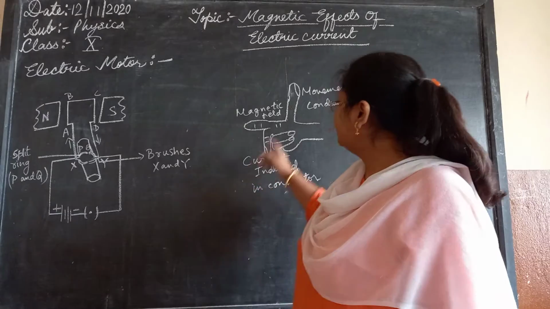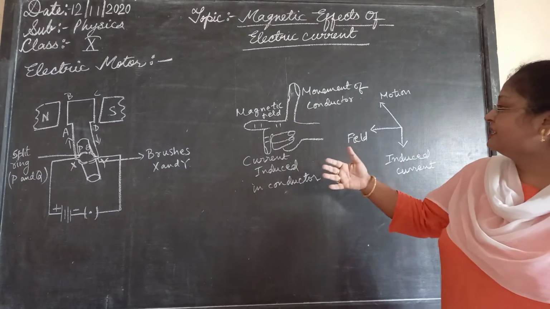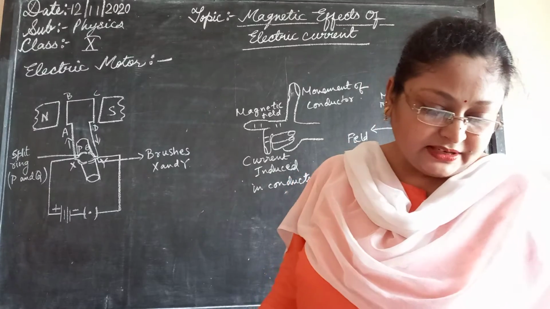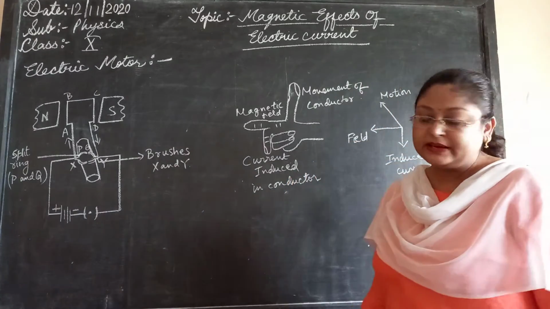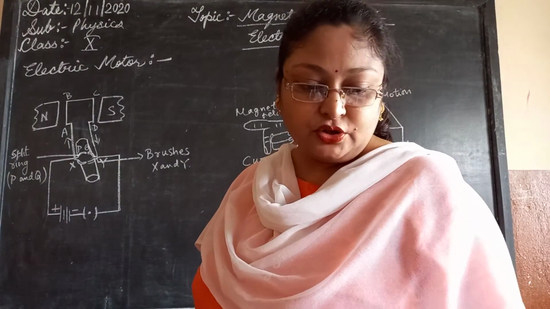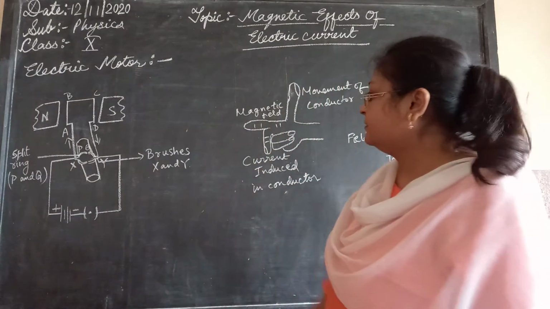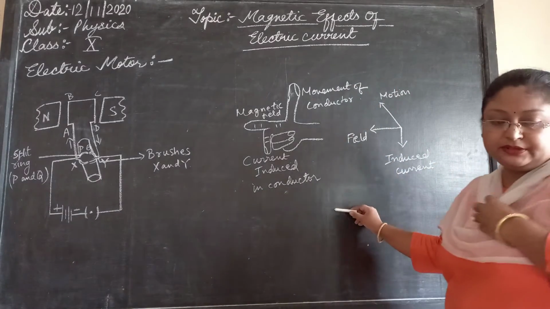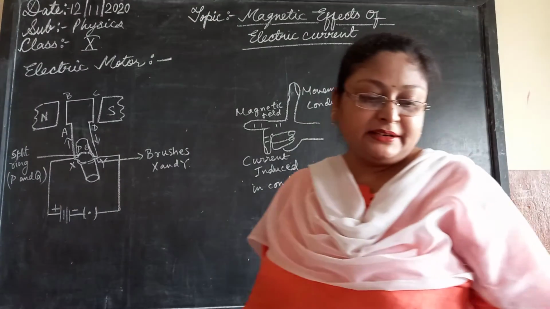So this is how Fleming's right hand rule works. How does Fleming's right hand rule work? I will tell you in electromagnetic induction. As I told you, this topic is being explained easily, and I told you how it is moving. Now this particular topic is electromagnetic induction.